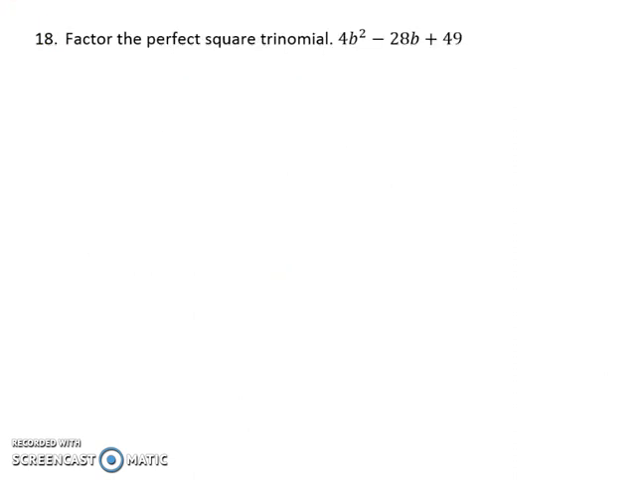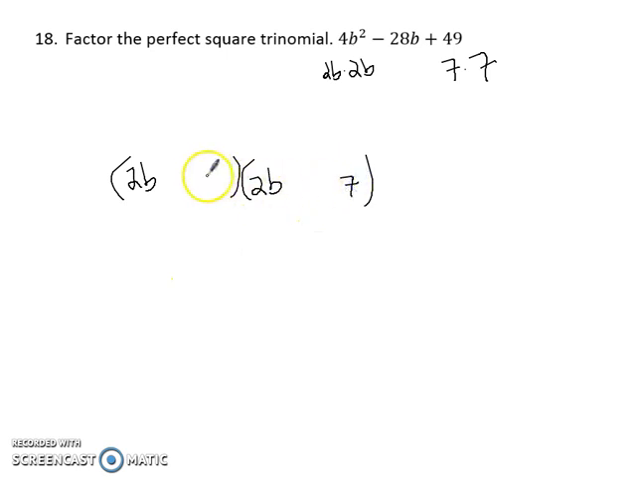Okay, next one we have to factor the perfect square trinomial. A perfect square trinomial is essentially a trinomial that can be factored into two of the same exact binomials. 4b squared, that's a 2b times a 2b. 49, that's a 7 times a 7. So our first slot gets 2b and a 2b. 2b times 2b is 4b squared. The next slot here, we get a 7. 7 times 7 is 49.